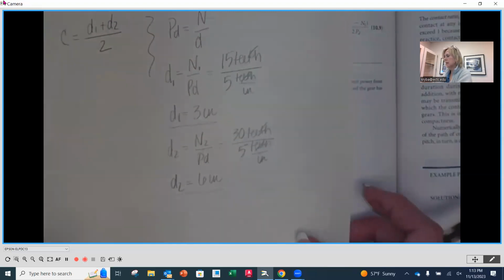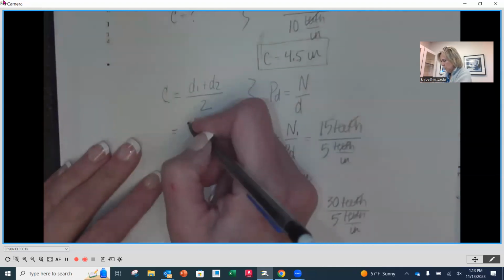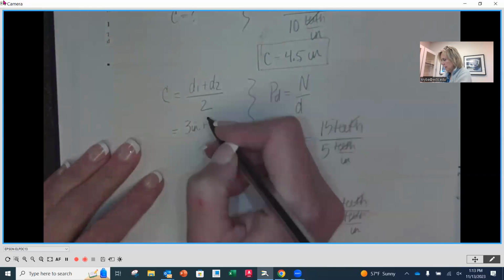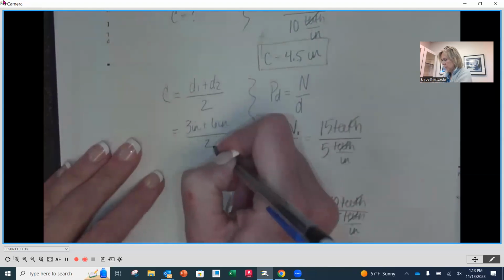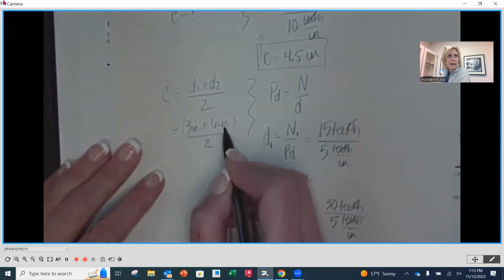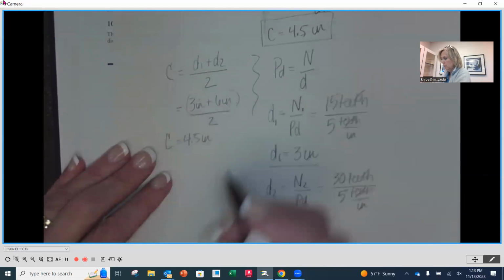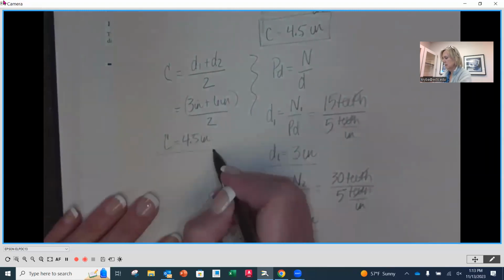Now we have what we need to plug in here, right? So this is going to be D1, which is going to be 3 inches plus 6 inches, and we're going to divide that by 2. So if we take 3 plus 6, 9. 9 divided by 2 is 4.5 inches, right? There it is. So that's what they did.